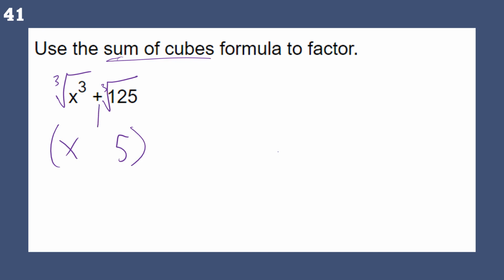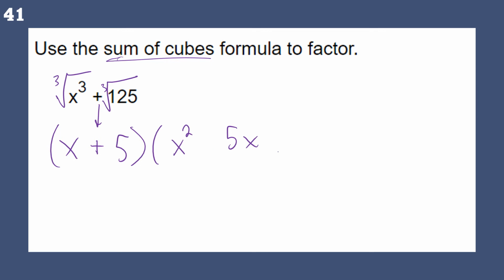Our formula is pretty much this. We take that and keep the sign the same. Then we make another set of parentheses. The first thing we do is take our first term and square it, so x squared. Then we multiply our two pieces together, so 5 times x is 5x.